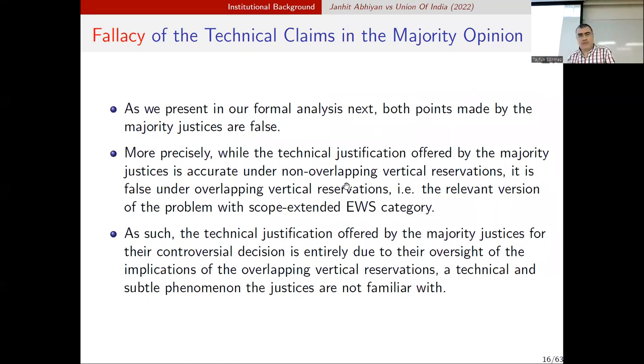As I'll present in the formal analysis next, both of these points are absolutely false. It's not that they may be false. They're absolutely false. More precisely, while the technical justification offered by the majority justices would be accurate under non-overlapping vertical reservations, so if vertical reservations necessarily had to be non-overlapping, then it would be correct. But that structure is under discussion by the justices, right? Essentially, the mistake they are making is the following. They are questioning one assumption, the overlapping structure.